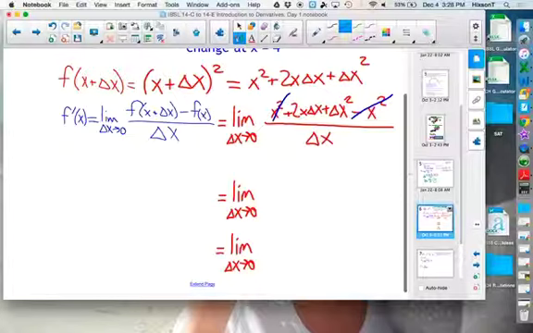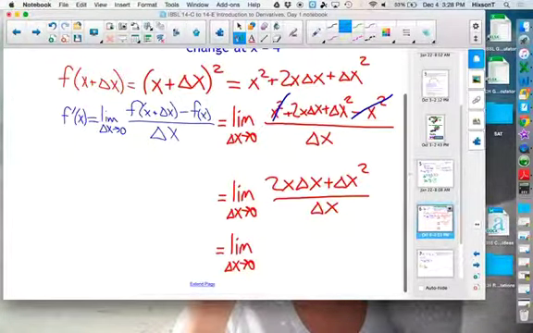Now, notice here what's left. We have 2x delta x plus delta x squared over delta x. All the terms have delta x's, so I can cancel that out, and one of those out. Why? Because there's only one down here, so you can only cancel out one of them. That's not how fractions work. It's a common factor of delta x, so you have to cancel it out of both of them.